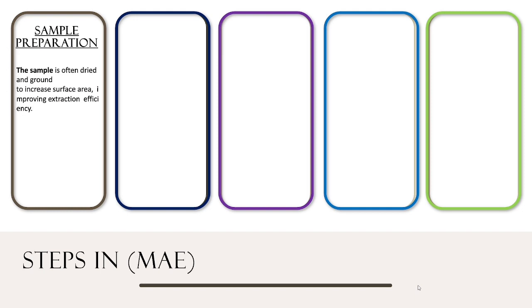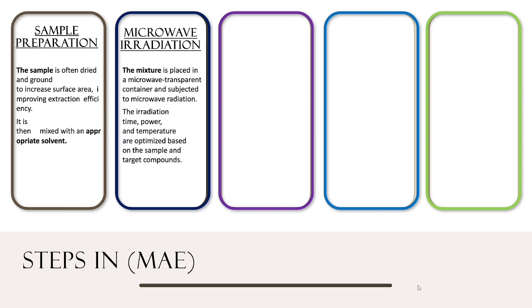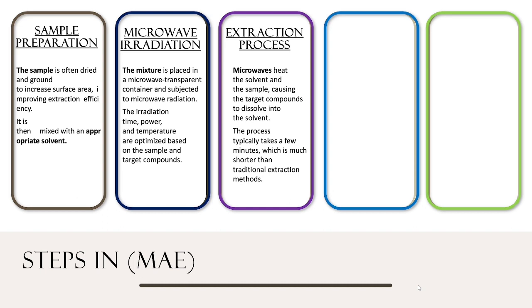The steps in microwave assisted extraction include sample preparation, which includes cutting or grinding the spices to increase the surface area, and placing the spices in a container with a suitable solvent. Next step is microwave irradiation, putting the container in the microwave and heating the mixture quickly, causing the solvent and spice cells to heat up. The next step is extraction. As the microwave continues to heat the mix, more and more compounds are released from the spice cells into the solvent.